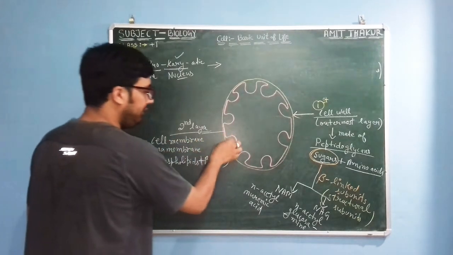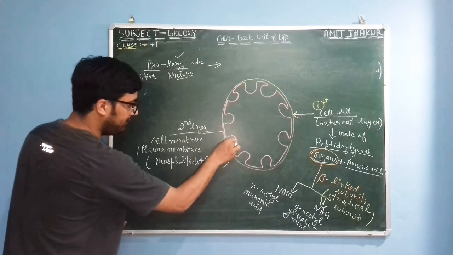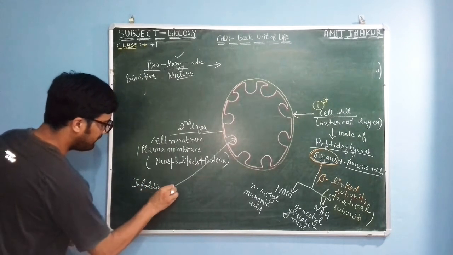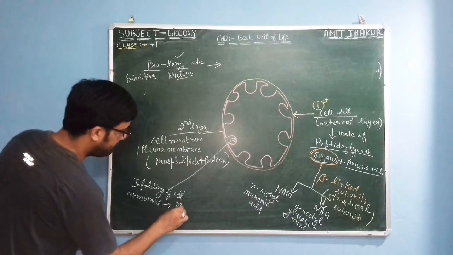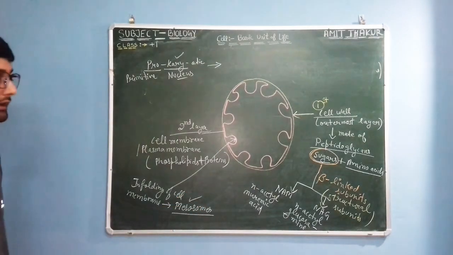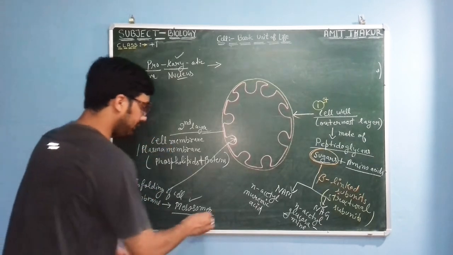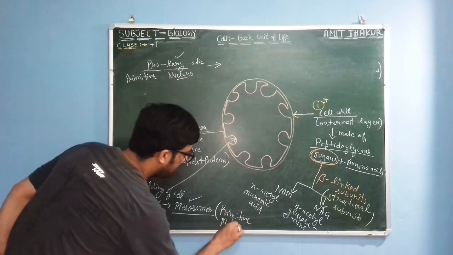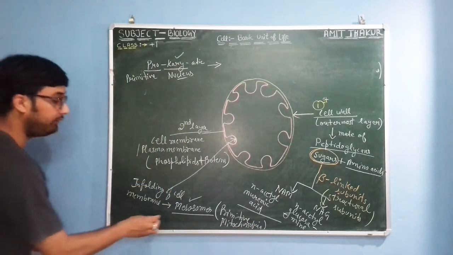These enfoldings of the cell membrane, हम इनकी बात कर रहे हैं, are known as mesosomes. These mesosomes are thought to be primitive mitochondria. इसको हम मान के चलते हैं, it is primitive mitochondria, because of its function.